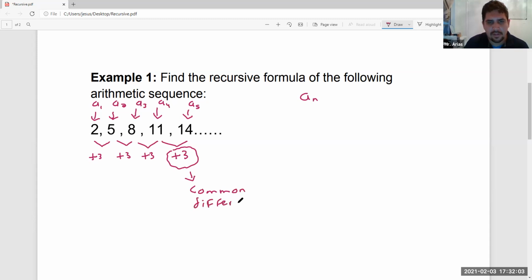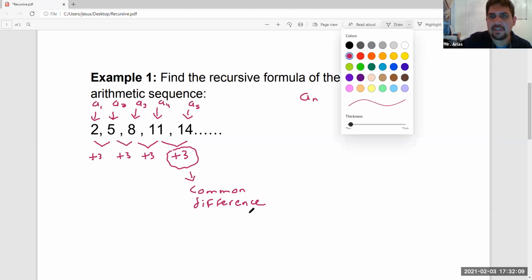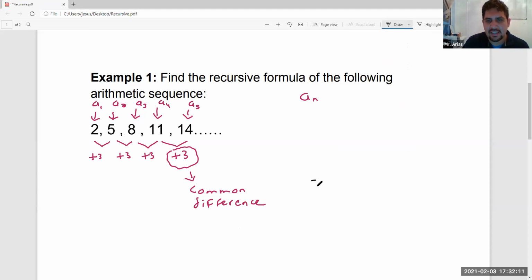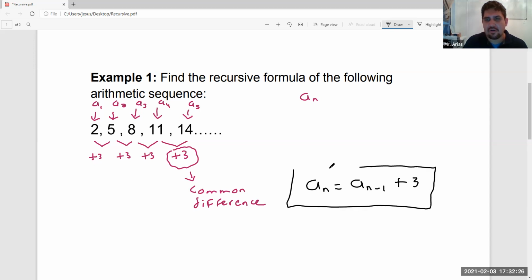Common difference. Okay, so the final answer is like this. Like I said, a sub n is not going to change, and a sub n minus 1 is not going to change either. The only thing that we have to take into consideration here would be the common difference, which is positive 3. And this, ladies and gentlemen, is the recursive formula.